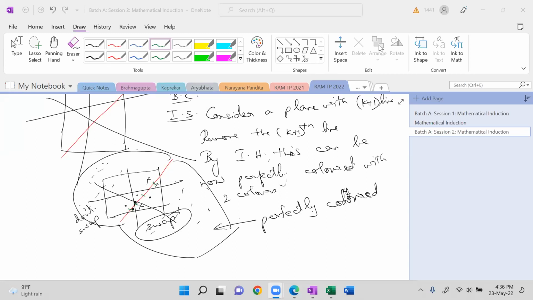Anahita? Yes, sir. So I did not get why we first added the k plus, like the first one is just k lines, but then we ask the adversary to add a k plus 1th line and give the plane to us. Then we colored it and it got colored perfectly. And we told the adversary to remove the k plus 1 line. So why did we do that? I did not really get. Right.